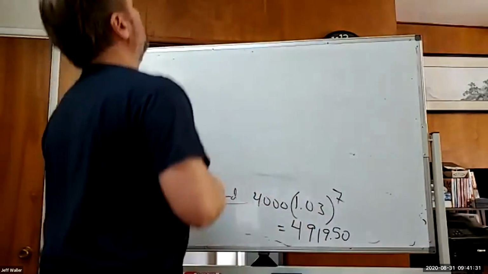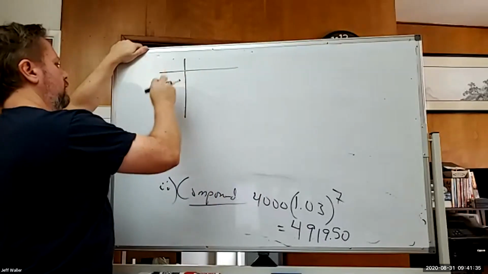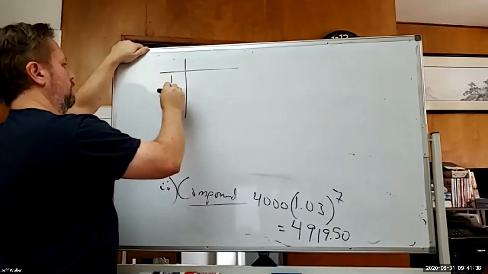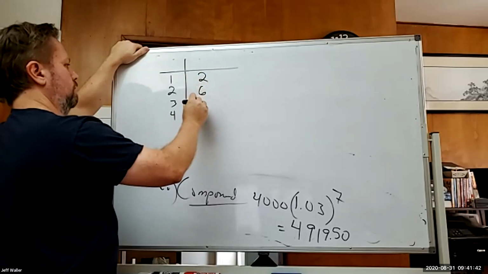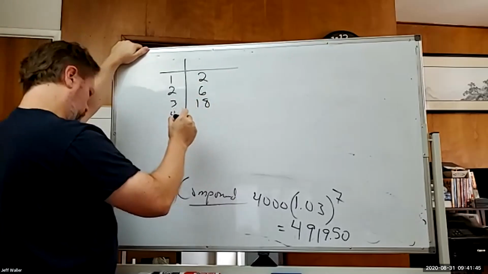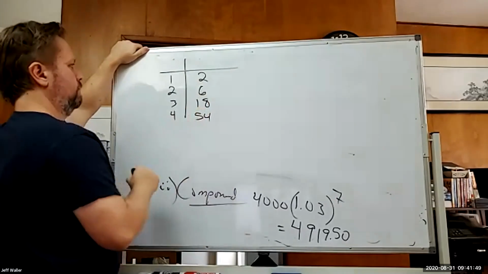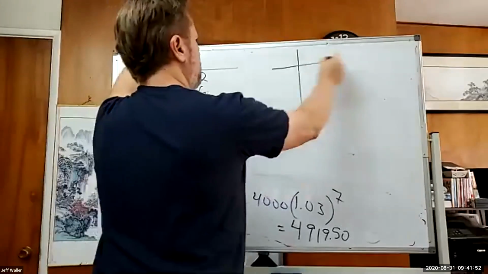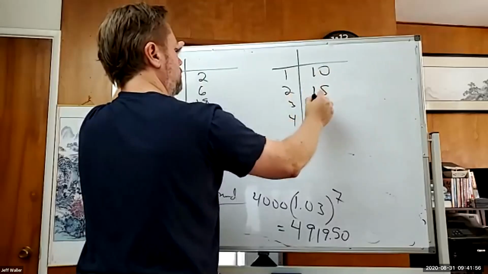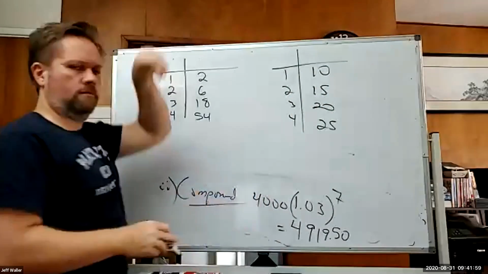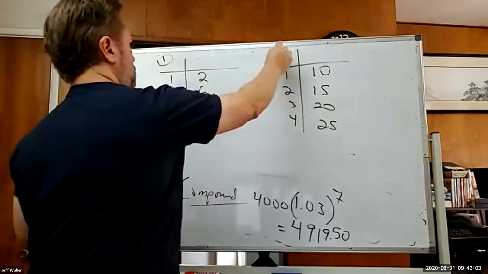What time is it? Okay. So if I had a chart like this, versus a chart like this. All right. Which one of those is linear growth? Chart 1 or chart 2?